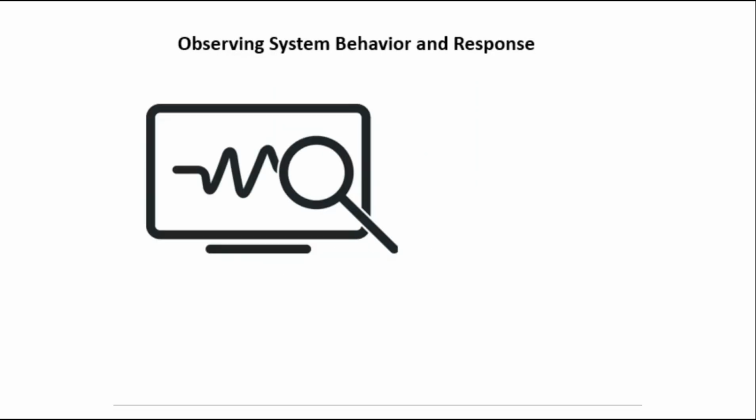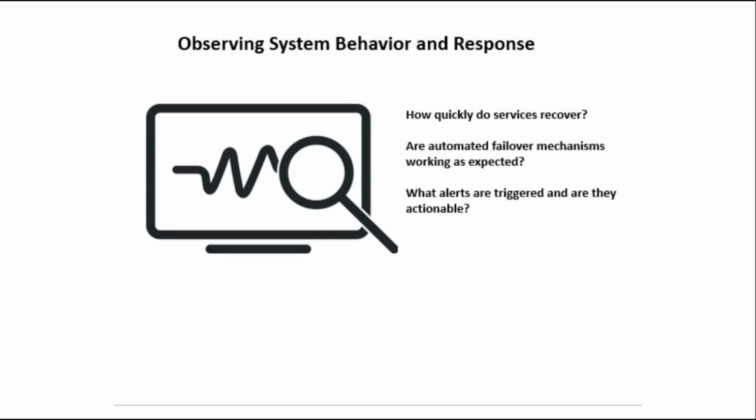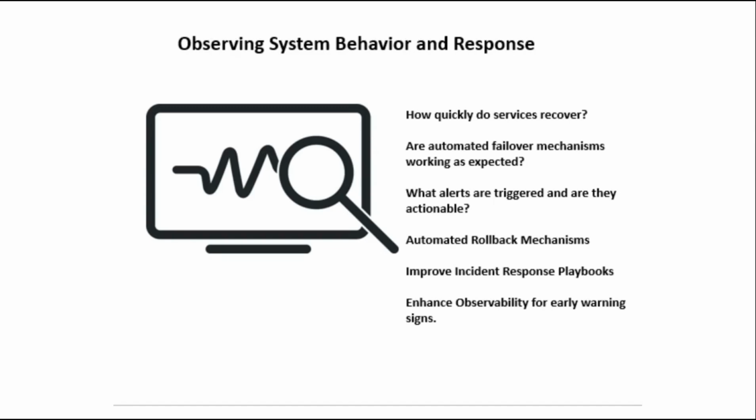The key observations would be, to observe: How quickly do services recover? Are automated failover mechanisms working as expected? What alerts are triggered, and are they actionable? The best response strategies are to implement automated rollback mechanisms, improve incident response playbooks, and enhance observability for early warning signs.